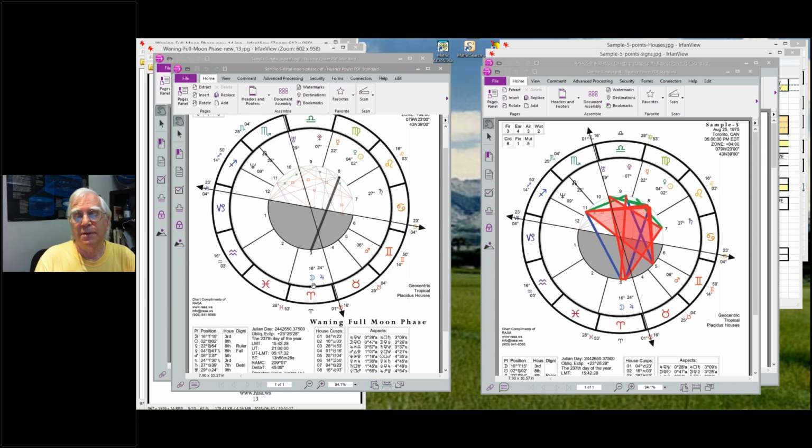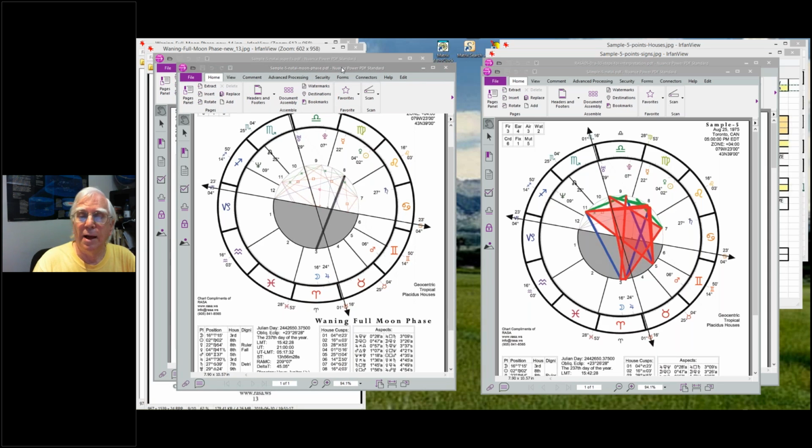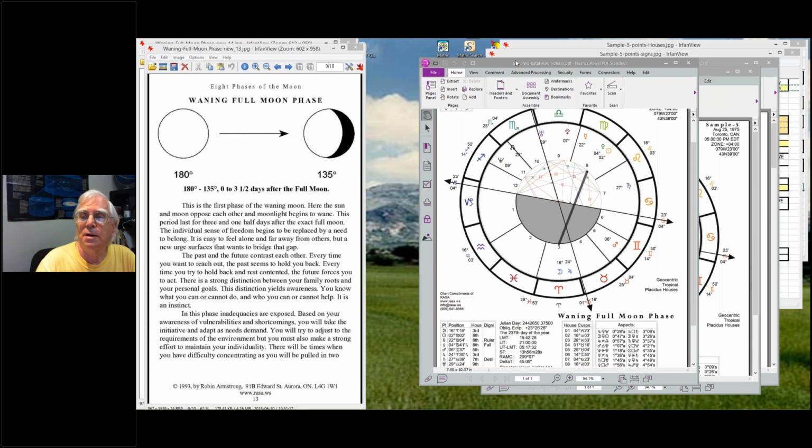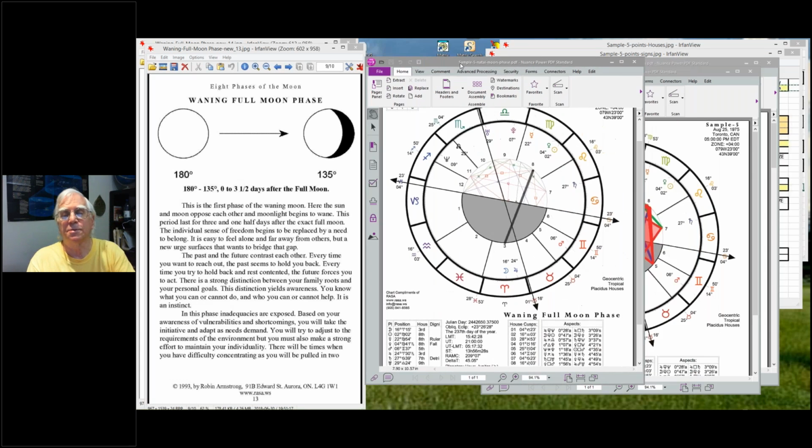So it's 3.5 days after this full moon. It was really just 3 to 3.5 days just after the full moon. So this is the first phase of the waning moon, the waning full moon. It was 135.47, just a little bit at the end of that phase, but it's still in this phase. Here the sun and moon oppose each other and the moonlight begins to wane. The period lasts for 3.5 days exact after the full moon.